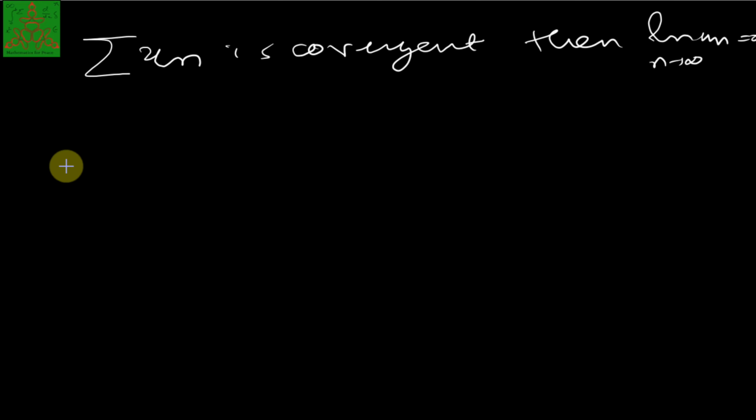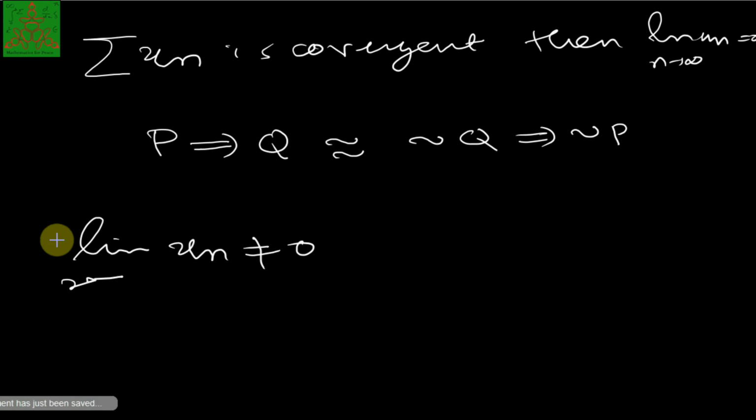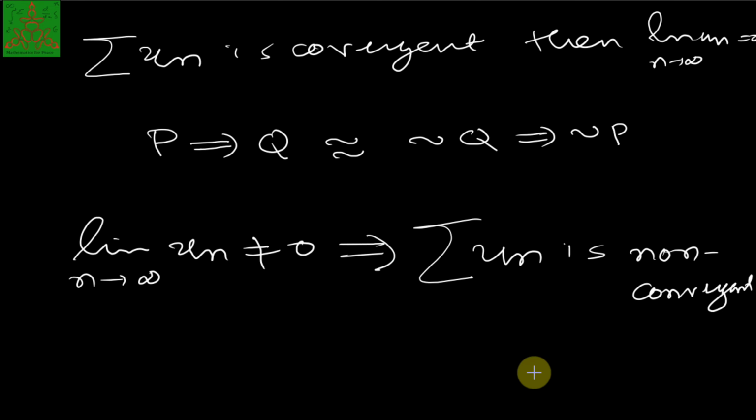What does it mean, a negation? If I have a statement P implies Q, then it is equivalent to saying that not Q implies not P. This is an equivalent statement. That means the negation statement is: the limit of un is not equal to 0 as n tends to infinity implies non-convergence. So the limit of un not equal to 0 implies the summation of un is non-convergent.